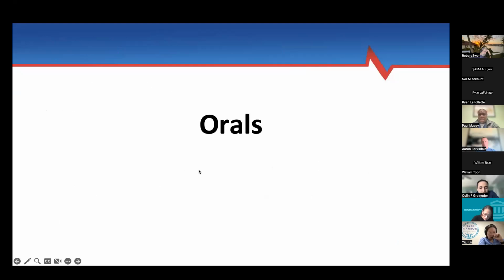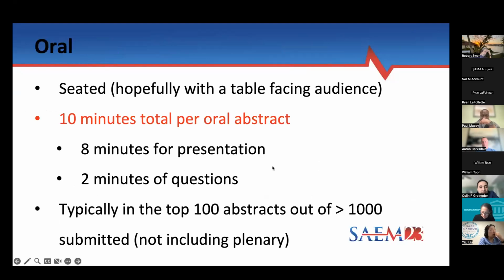Orals, Colin, I'm not sure if you want to do this one, but it's not too much different. Sure, it really isn't very different than the lightning orals. The only thing I think that is worth mentioning is that these are the top 100 abstracts out of almost 1,200 that were submitted. So we're really dealing with the best science that we have at the meeting.